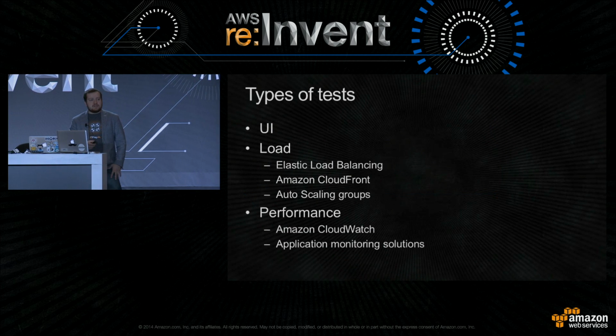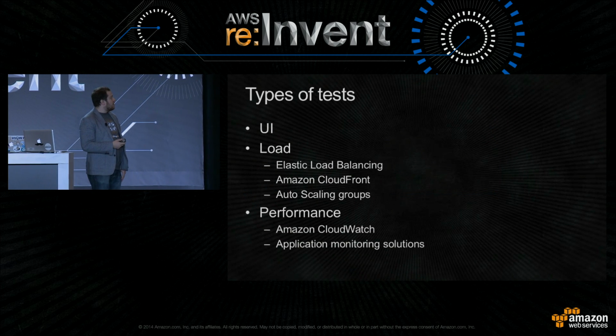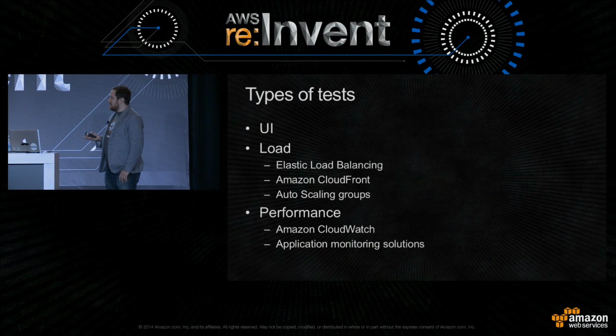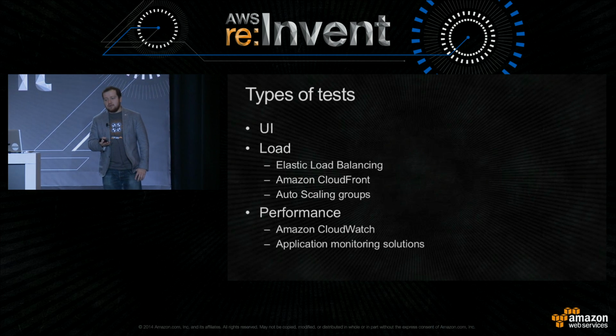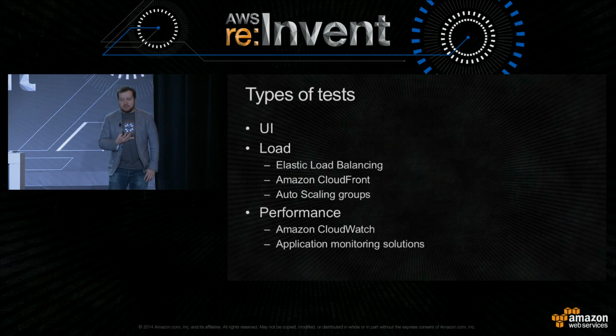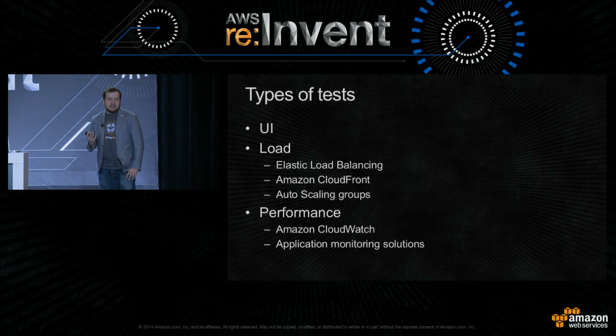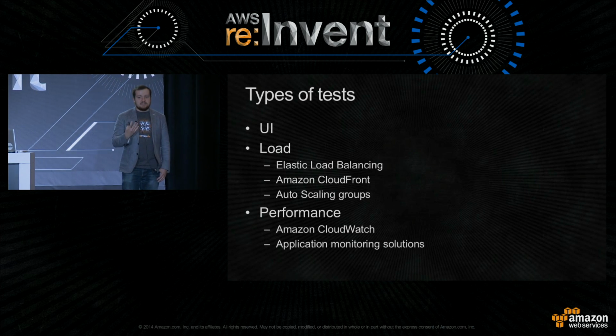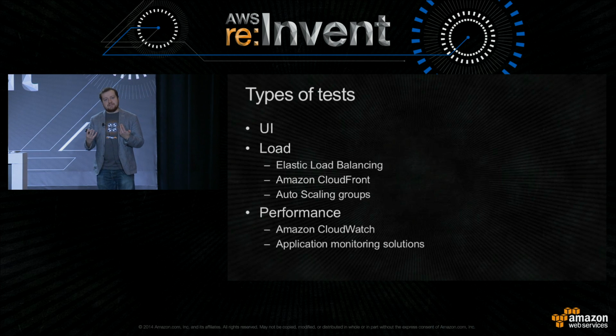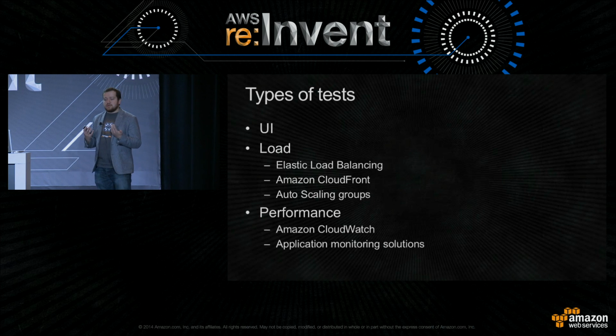So here's what we're going to talk about today. We're going to talk about UI testing. So Dave's going to talk about that and how that's done at Amazon Local. Then I'm going to talk about load testing. And when you're load testing on AWS, there's some special considerations, depending on whether you're testing an Elastic Load Balancer or CloudFront, or whether you're testing if your auto-scaling groups work.